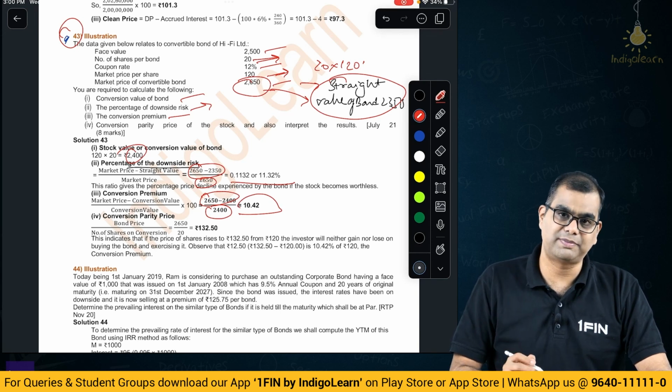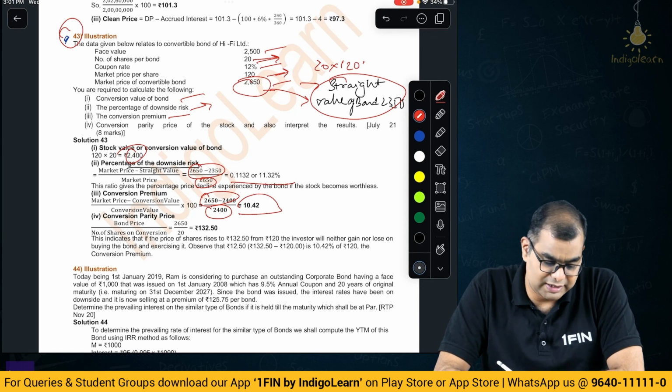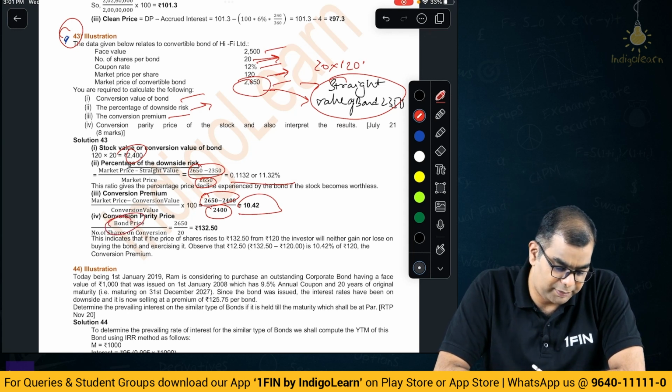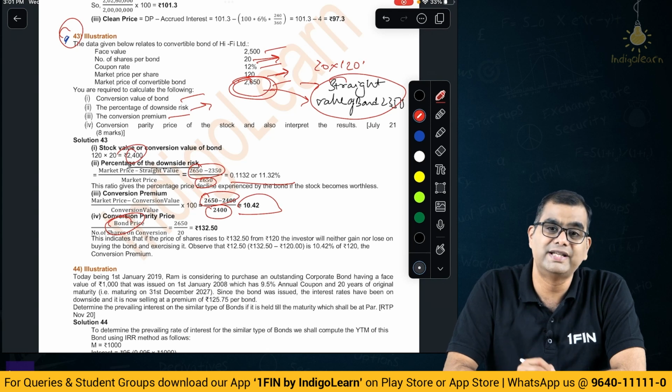And what is the conversion price parity? The price of the equity shares at which the current bond price of 2650 is justified.